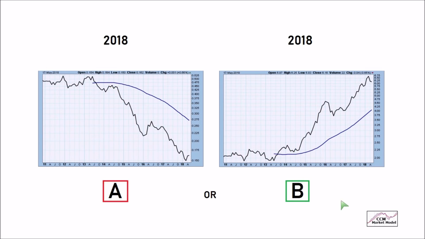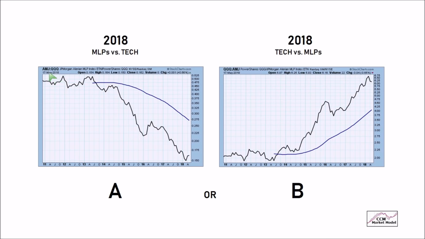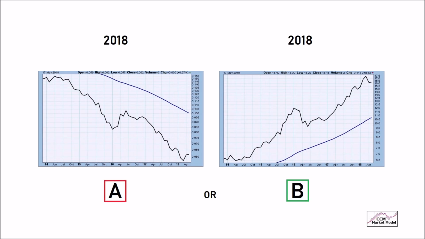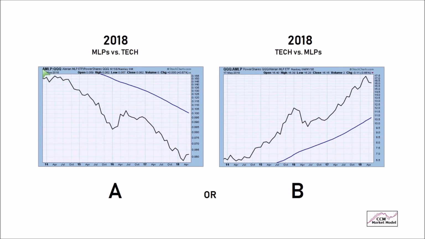Next set of charts, let's add the symbols back. AMJ, which is a basket of master limited partnerships, relative to the triple Qs. Flip it around the other way, we get the triple Qs relative to master limited partnerships. Before we go to the next slide, this is symbol AMJ, master limited partnerships. In the next example, we use a different symbol. This is AMLP, also a basket of master limited partnerships, relative to QQQ. Flip it around, QQQ relative to AMLP.